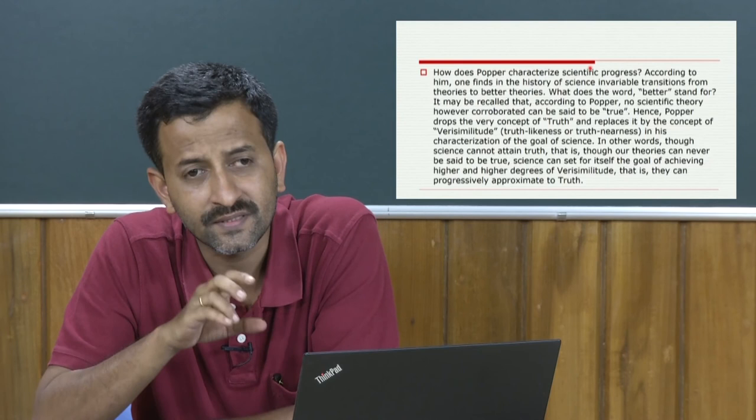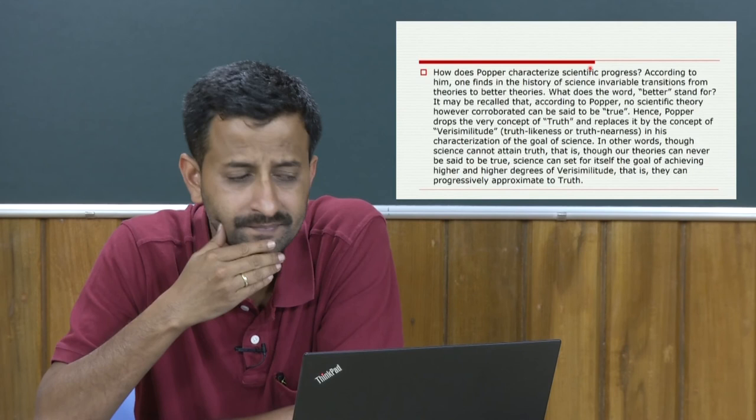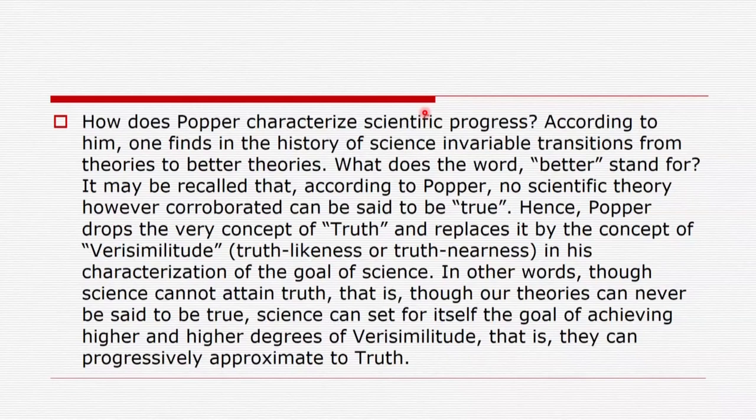Then, if the hypothetical deductive model is becoming the hallmark of scientific knowledge for the growth of science in the Popperian schema, how does Popper characterize scientific progress? According to Popper, one finds in the history of science invariable transitions from theories to better theories. What does the word better stand for? It may be recalled that, according to Popper, no scientific theory, however corroborated, can be said to be true, because we have to keep them permanently tentative. Hence, Popper drops the very idea of truth, because this truth also is not permanent. It is temporary, a corroborated one. We have to keep the truth permanently tentative.